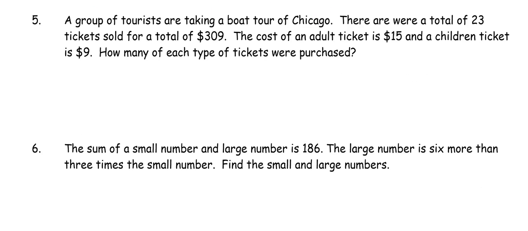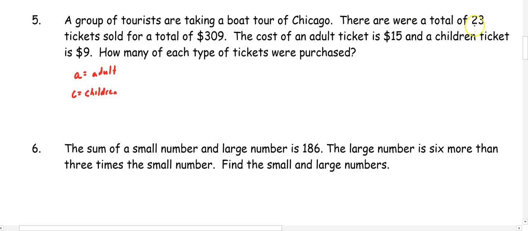Number 5, a group of tourists are taking a boat tour of Chicago. There were a total of 23 tickets sold for a total of $309. The cost of an adult ticket is $15 and a children's ticket is $9. How many of each type of ticket were sold? So there's 2 types of tickets of people that are going on the boats. We have A for adult. We have C for children.